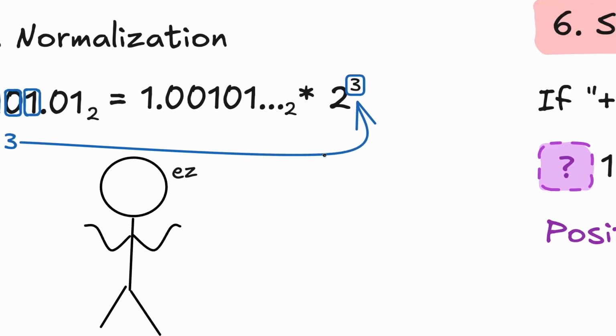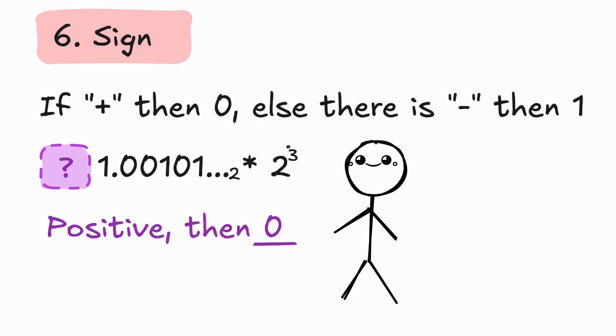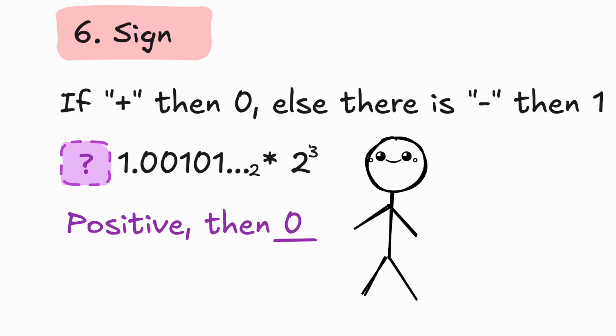Next is probably the easiest step, finding the sign. This is the first block of our float representation. If the value is greater than or equal to 0, it's positive, and the sign bit is 0. If it's negative, the sign bit is 1. In our case, 9.26 is positive, so we set it to 0.